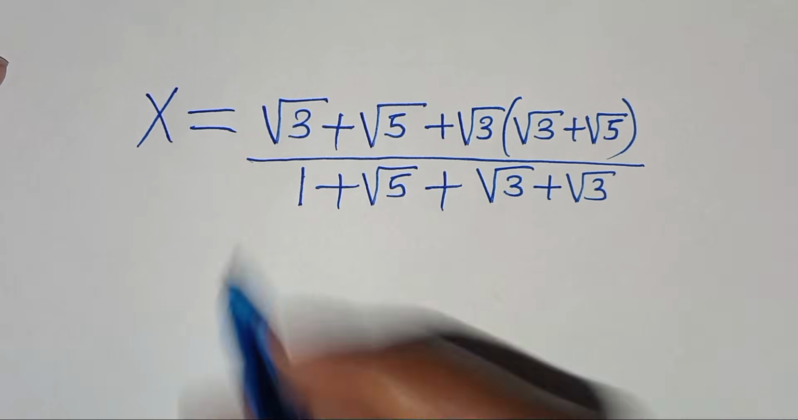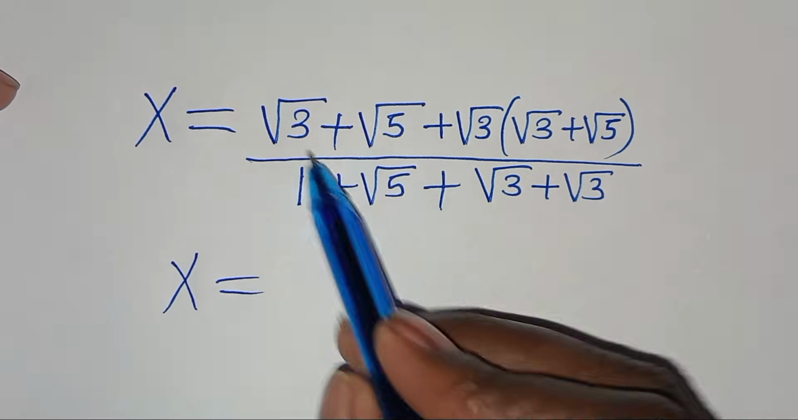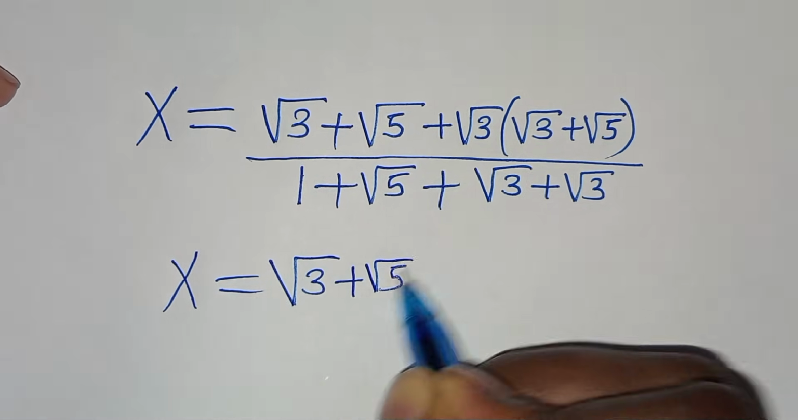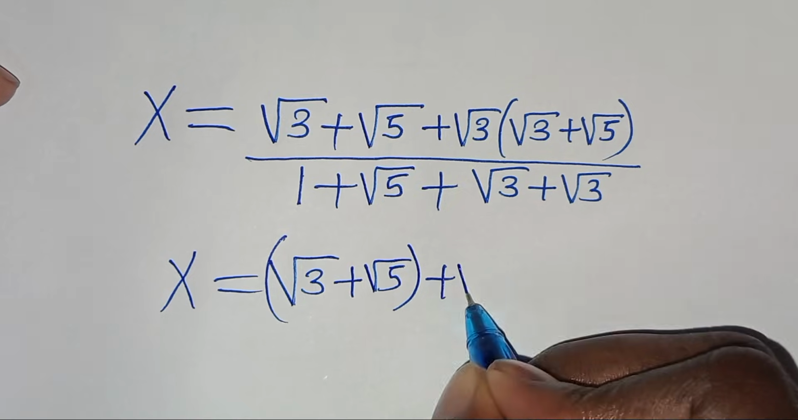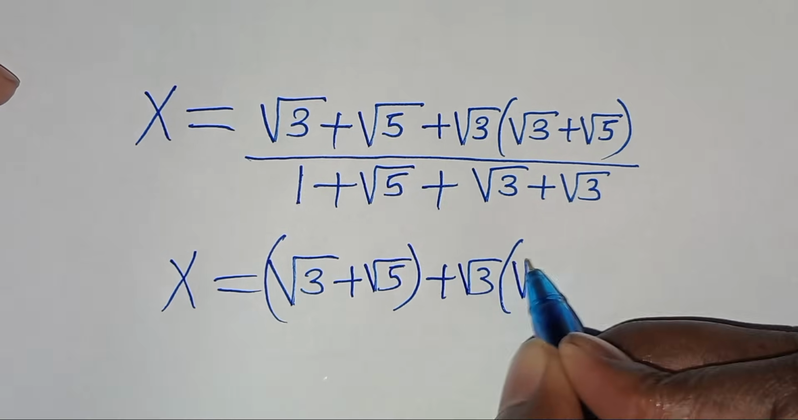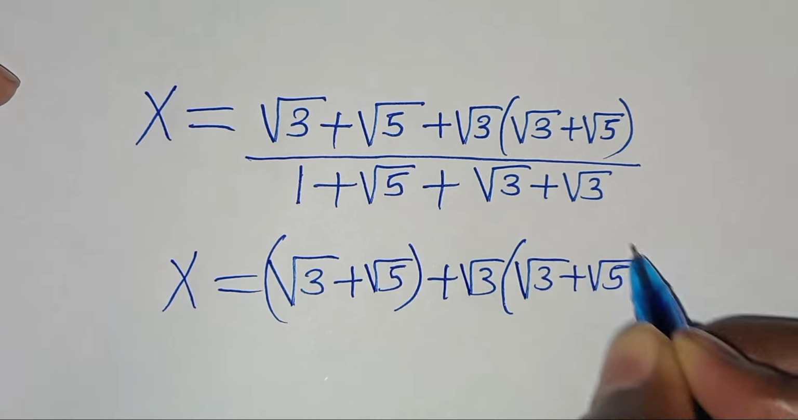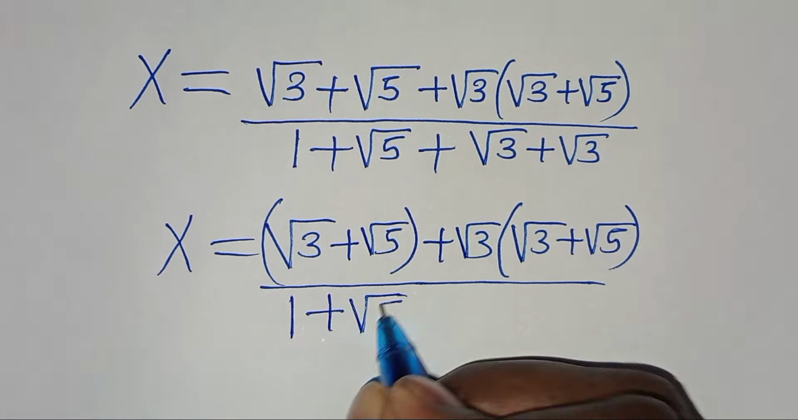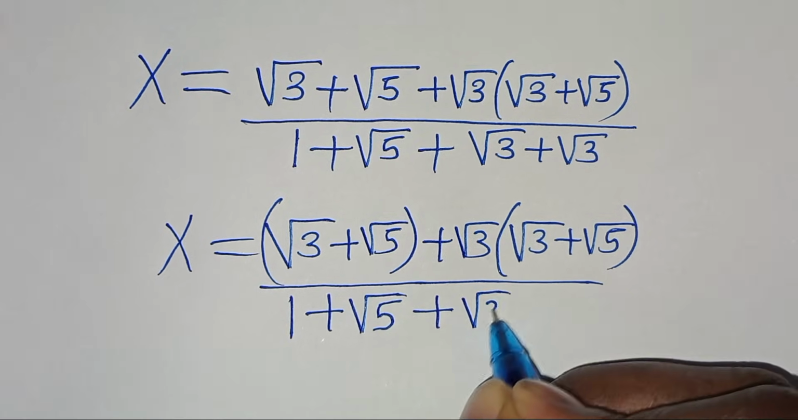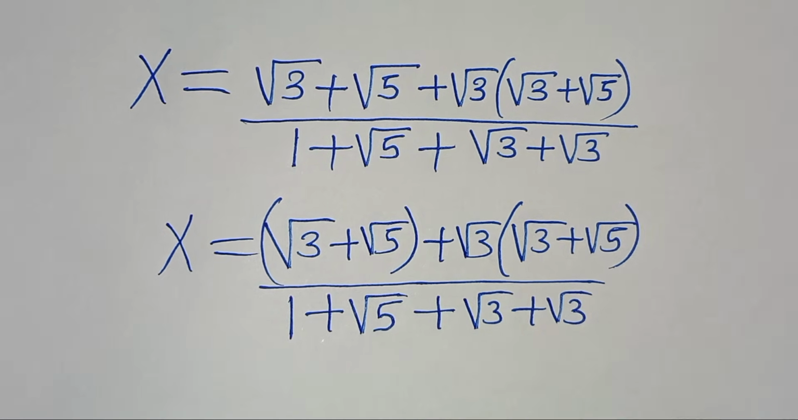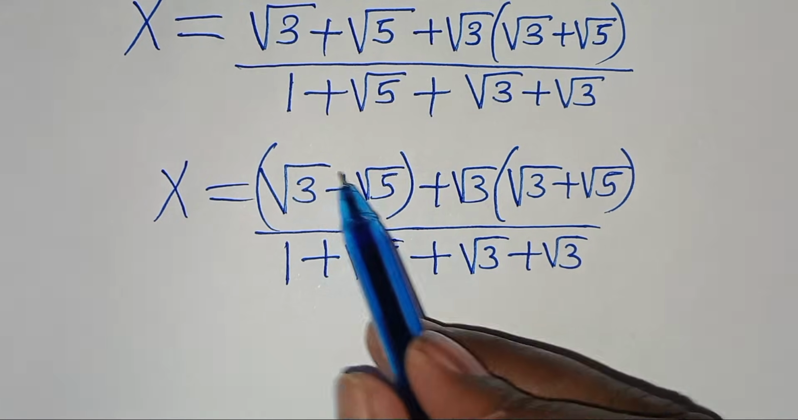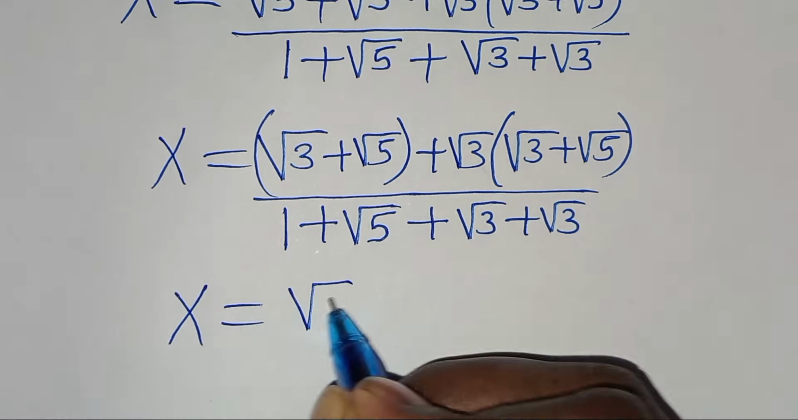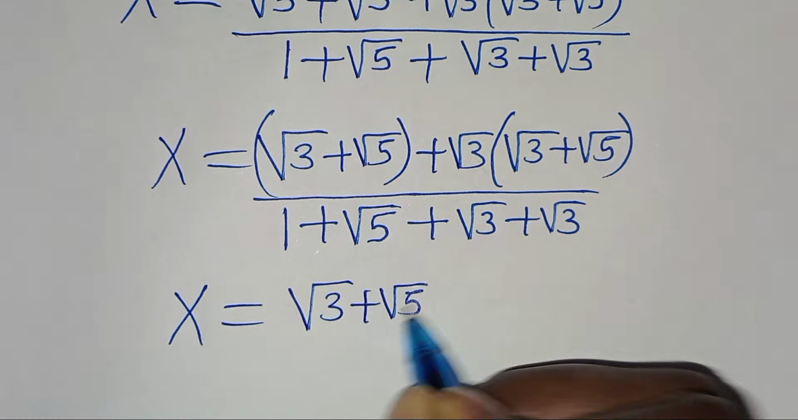Now in the numerator here, we have that x is equal to square root of 3 plus square root of 5, then plus square root of 3 into the parentheses. This is square root of 3 plus square root of 5 divided by 1 plus square root of 5 plus square root of 3 plus square root of 3. In the numerator here, square root of 3 plus square root of 5 is common, so we can factor out square root of 3 plus square root of 5.